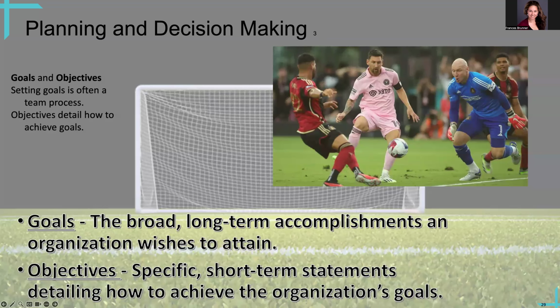When we're talking about the difference between goals and objectives, goals are the broad long-term accomplishments the organization needs to obtain. Objectives are specific short-term statements that detail how to achieve the organization's goals. You could think of it in a way of playing a soccer game, and the objectives are the short-term moves and changes and runs that the individual makes in order to achieve the goal of scoring a point.